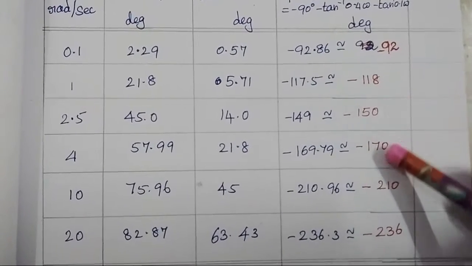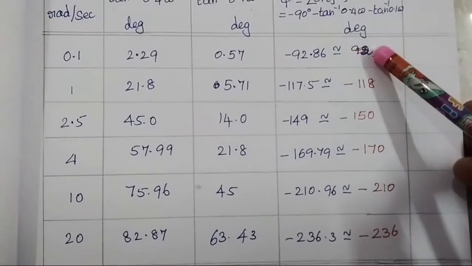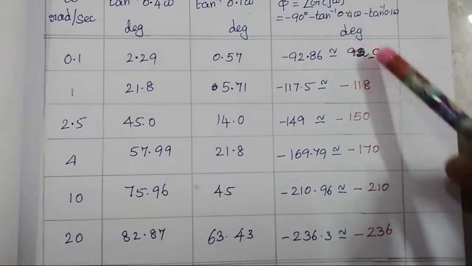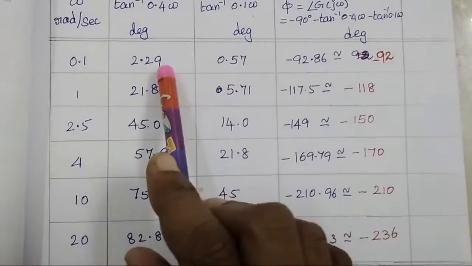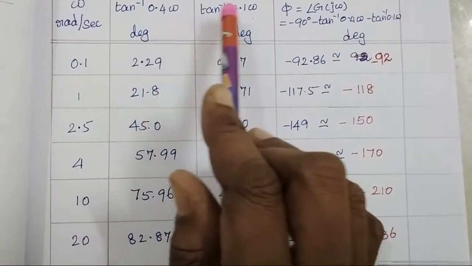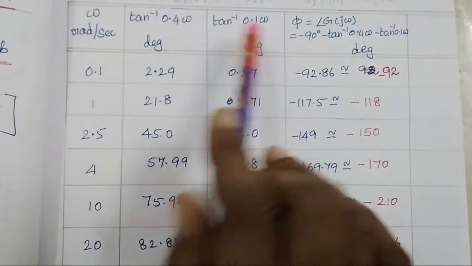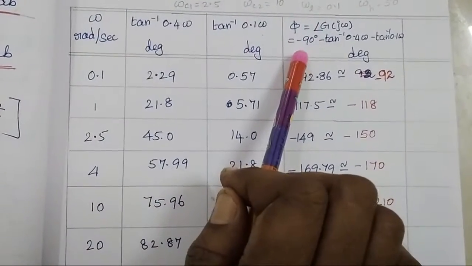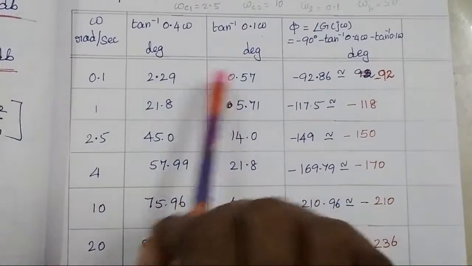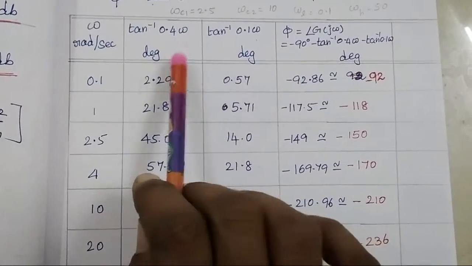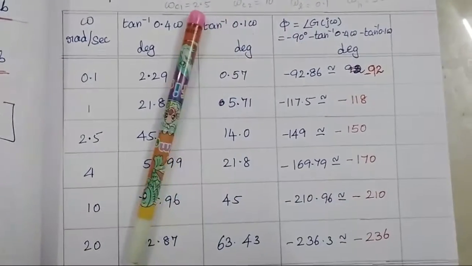So these are all the values I got from the calculations through a calculator. For ease of convenience, I am doing a tan inverse of 0.4 omega and tan inverse of 0.1 omega. Directly substituting makes much complication. That's why I do these two columns of calculations.